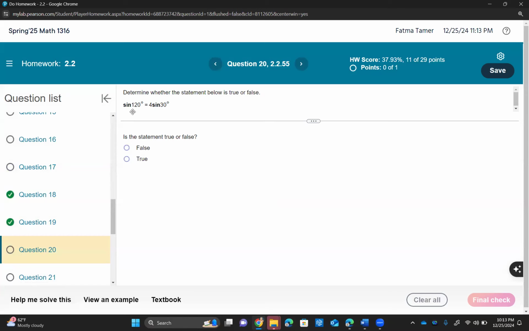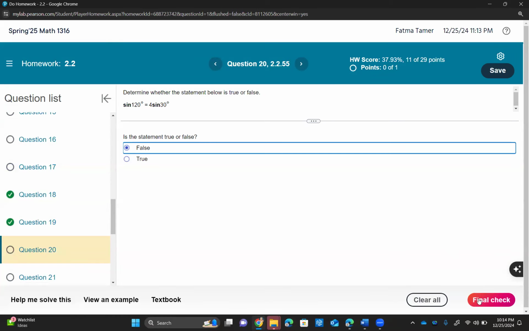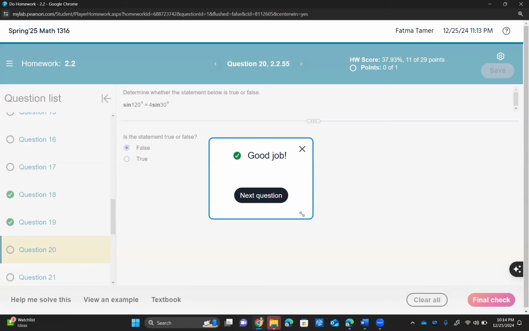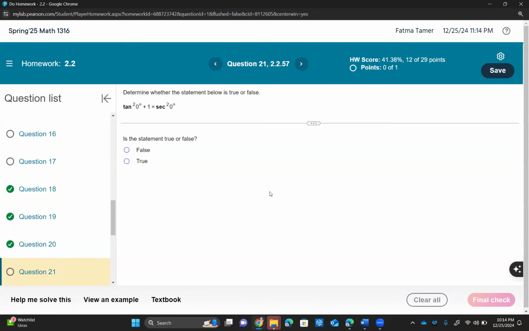And then this one, let's think. You can actually evaluate it. For example, sine of 30 is 1/2. When you multiply 4 by 1/2, that makes 2. But sine of 120 is not equal to 2. In fact, sine and cosine values can never be more than 1 or less than -1. So it will be wrong.